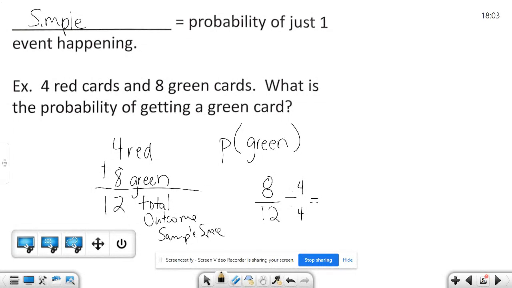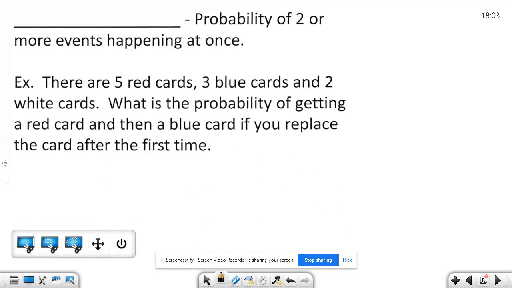So 8 divided by 4 is 2. 12 divided by 4 is 3. So the probability of me getting a green card is 2/3 in this situation. One event is happening, one card is being pulled. All right, the probability of two things happening. So when we were working with compound interest, we were compounding interest year after year after year. Same thing here. Compound means more than one.